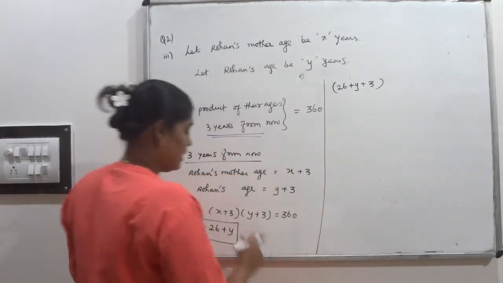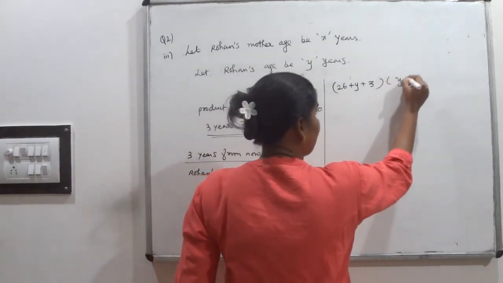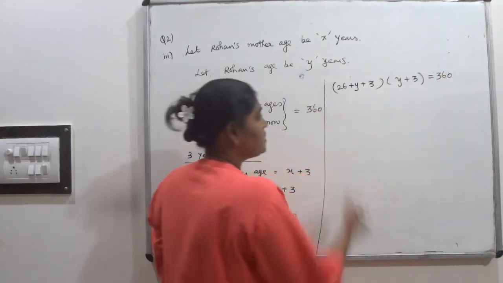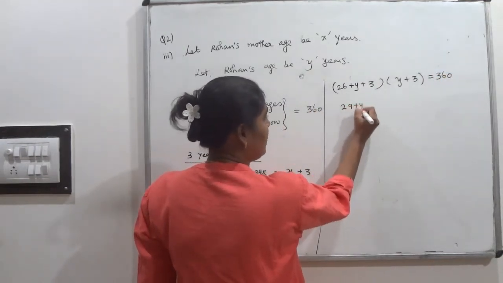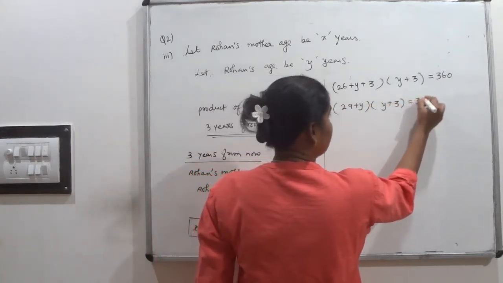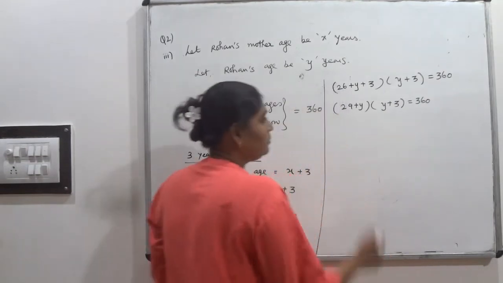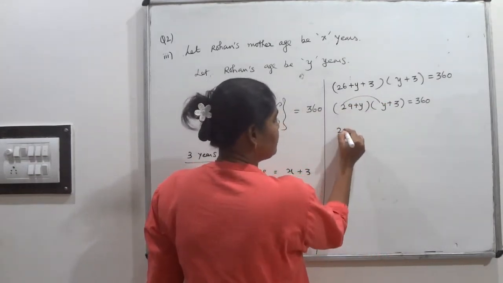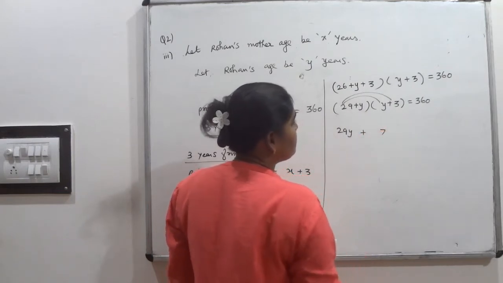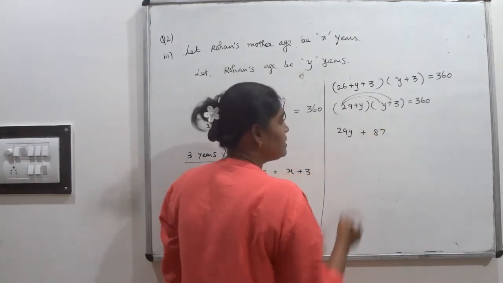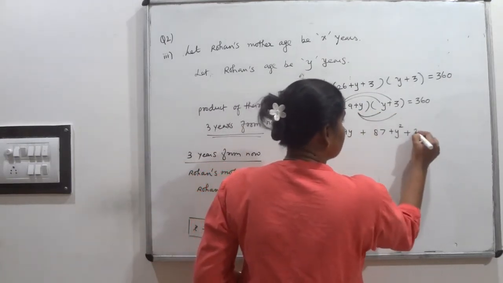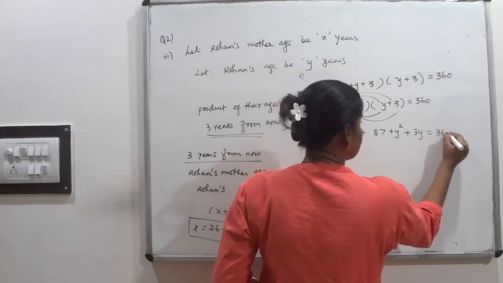And here this is Y plus 3, which is equal to 360. This is 29 plus Y, into Y plus 3, which is equal to 360. 29 into Y is 29Y. 29 into 3 is 87. Y into Y is Y squared. Y into 3 is 3Y, which is equal to 360.